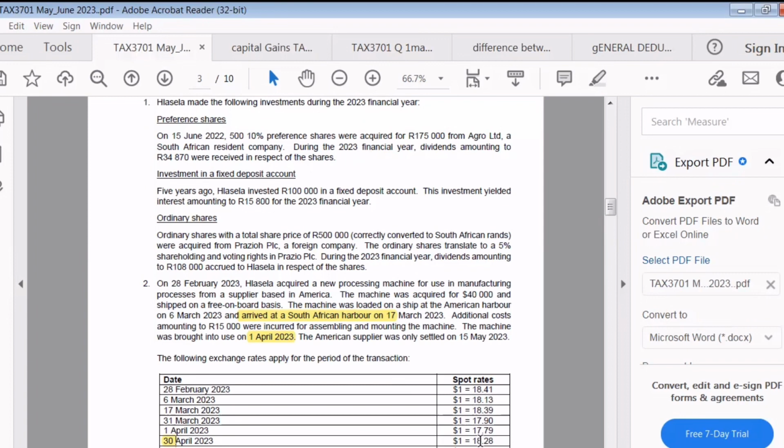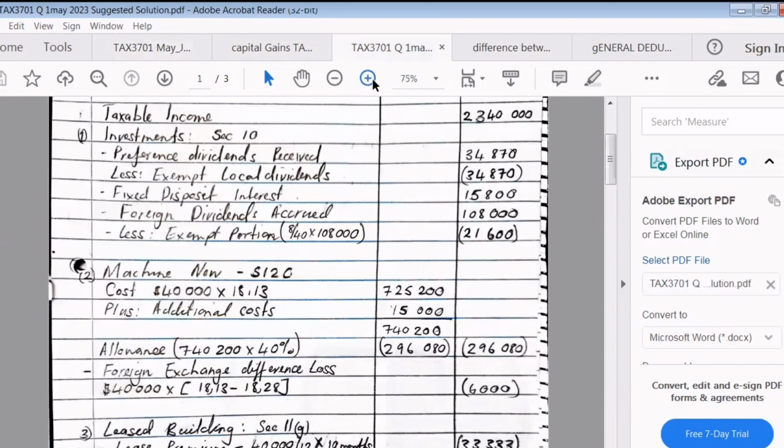18,13 minus 18,28. That minus that, multiplied by the debt that you owe, right? That is a foreign exchange loss. So SARS allows you to deduct that expense. If it was income, you're going to add it.